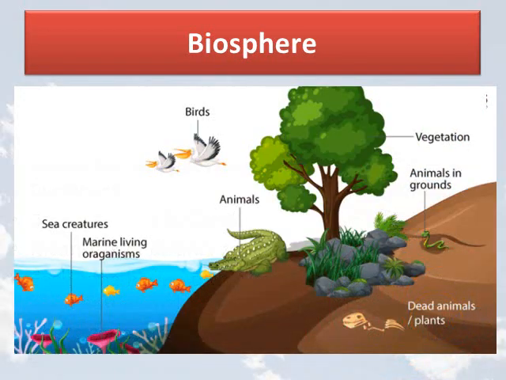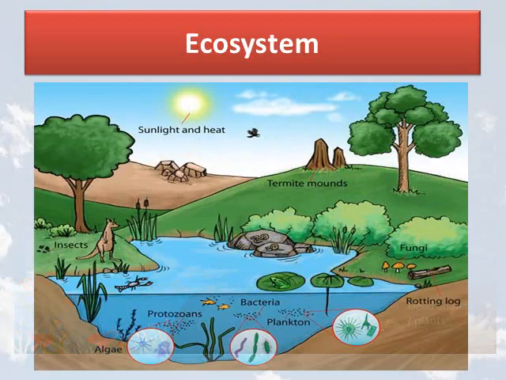The picture shows the biosphere. You can see sea creatures, marine living organisms, birds, animals, vegetation, that is plants, animals in the ground, and dead plants and animals. All these form the biosphere.